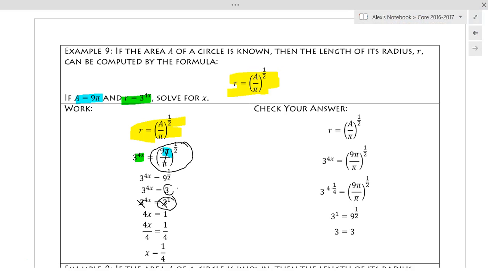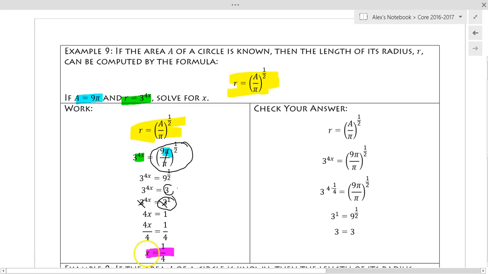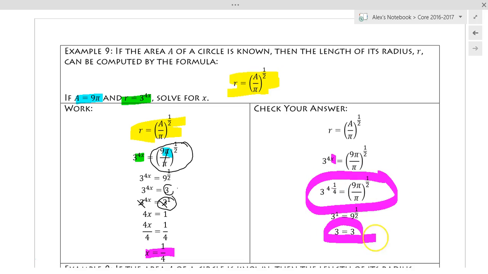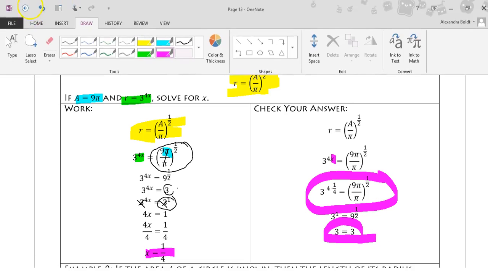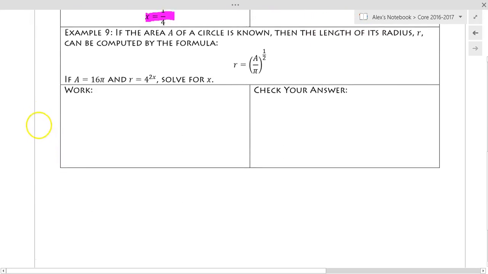Again, once I have that, I'm going to substitute this x back in here. So I have 3 to the 4 times 1/4 equals 9 pi over pi to the 1/2. I can just type both of these things into my calculator, and we should get 3 equals 3. Let's look at one more example.